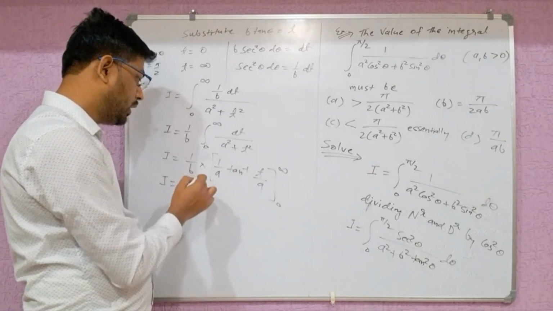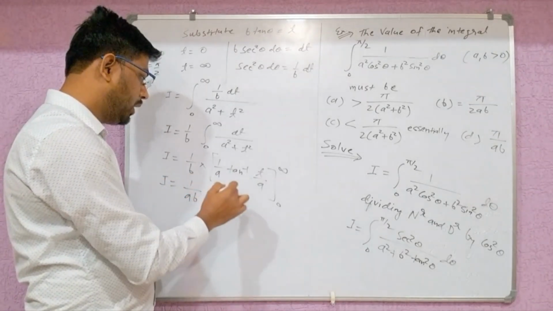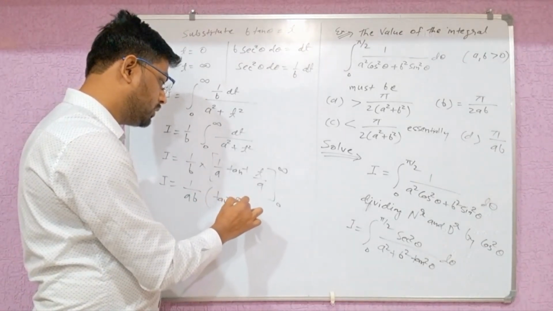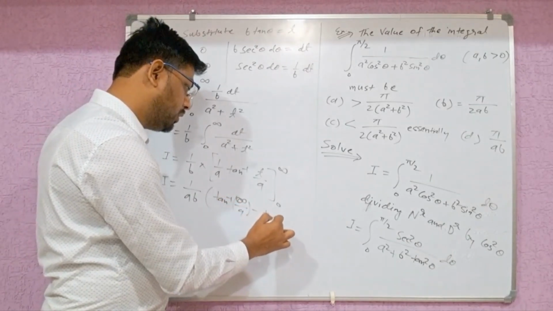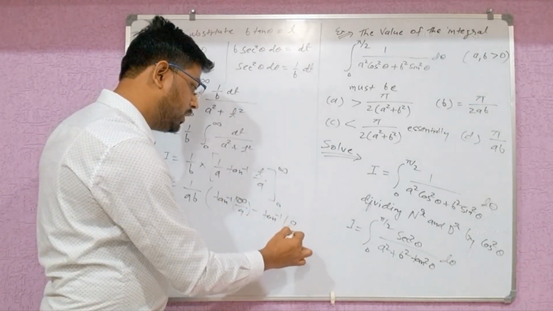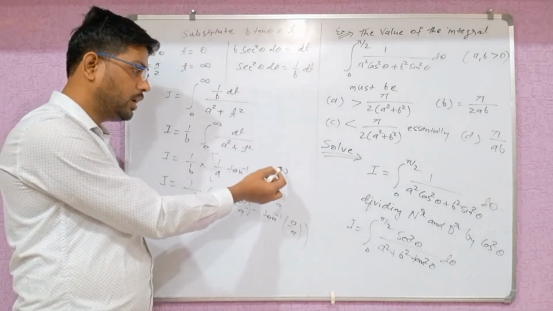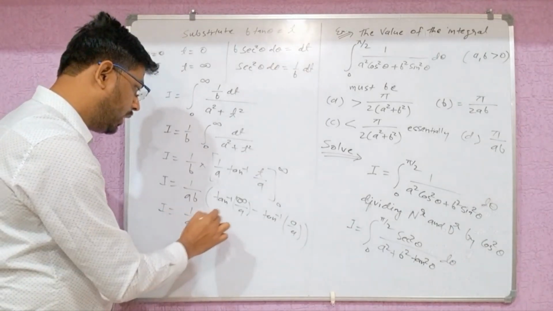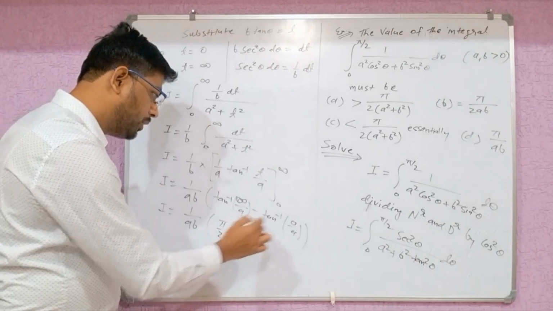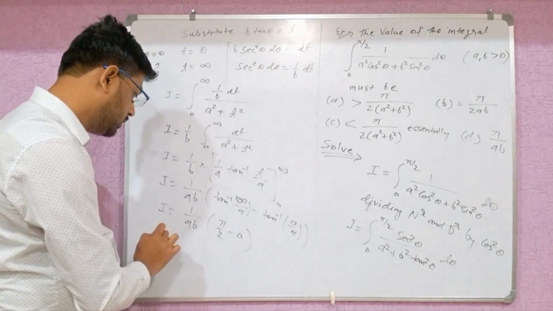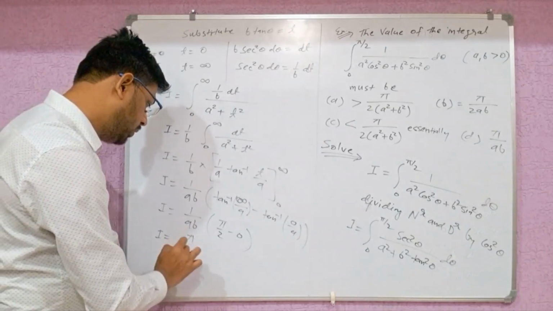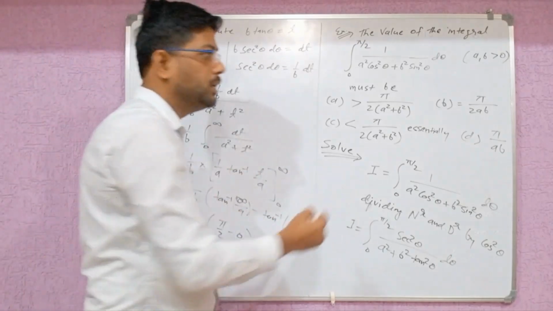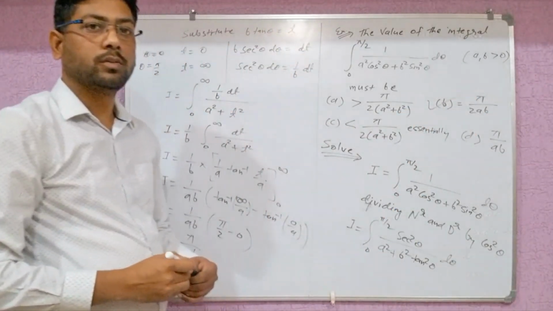Taking a outside, this will be 1 by ab, and tan inverse infinite by a minus tan inverse 0 by a. I have put the upper limit and lower limit. So I will be 1 by ab, and tan inverse infinite will be pi by 2, and tan inverse 0 is 0. So this will be pi by 2ab. So the required value of the integration is pi by 2ab, which is in option B. So option B will be correct. This is our final answer.